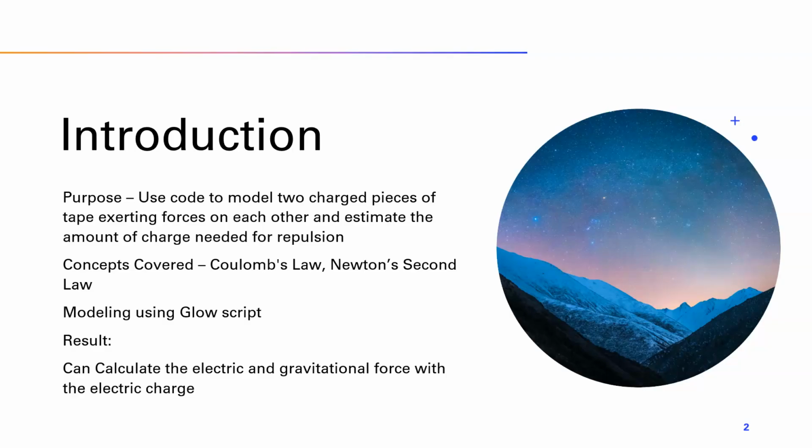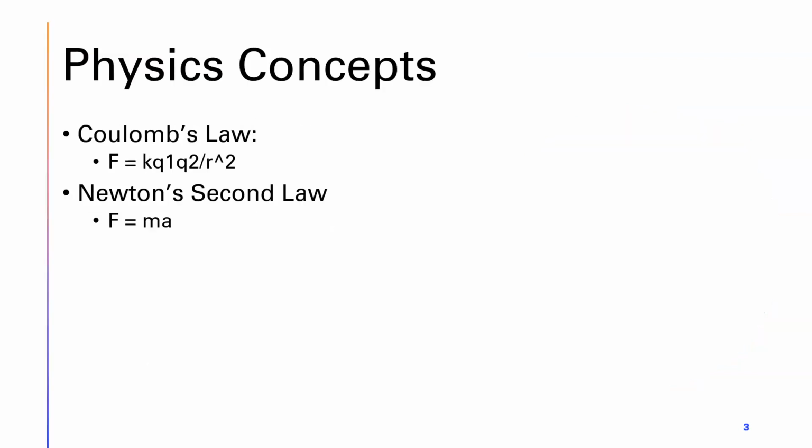So for this lab, we're going to use code to model two charged pieces of tape exerting forces on each other and estimate the amount of charge needed for repulsion and equilibrium. We're going to be using Coulomb's law and Newton's second law to do these calculations, and we're going to be modeling this using GlowScript. As a result, we're going to calculate the electric and gravitational force, also with the electric charge.